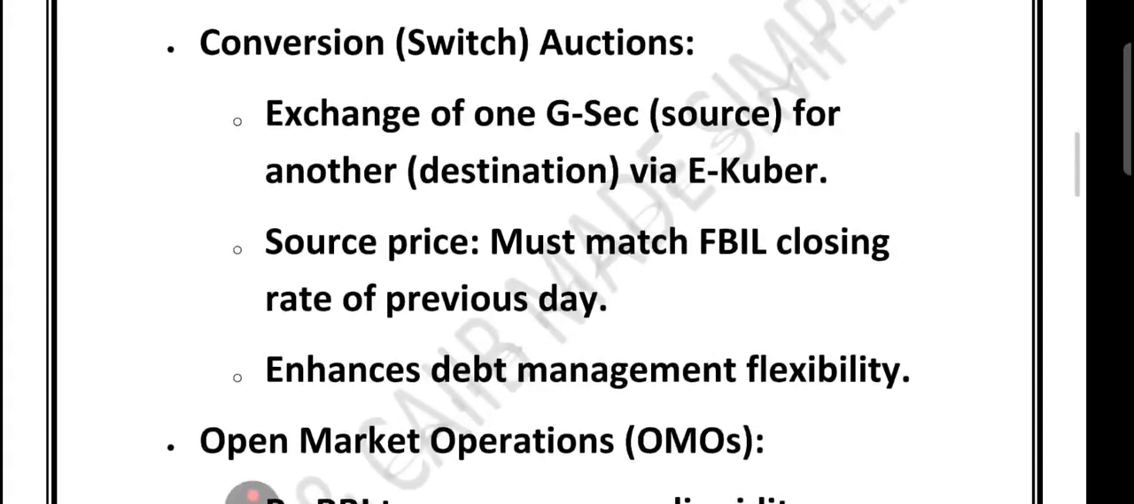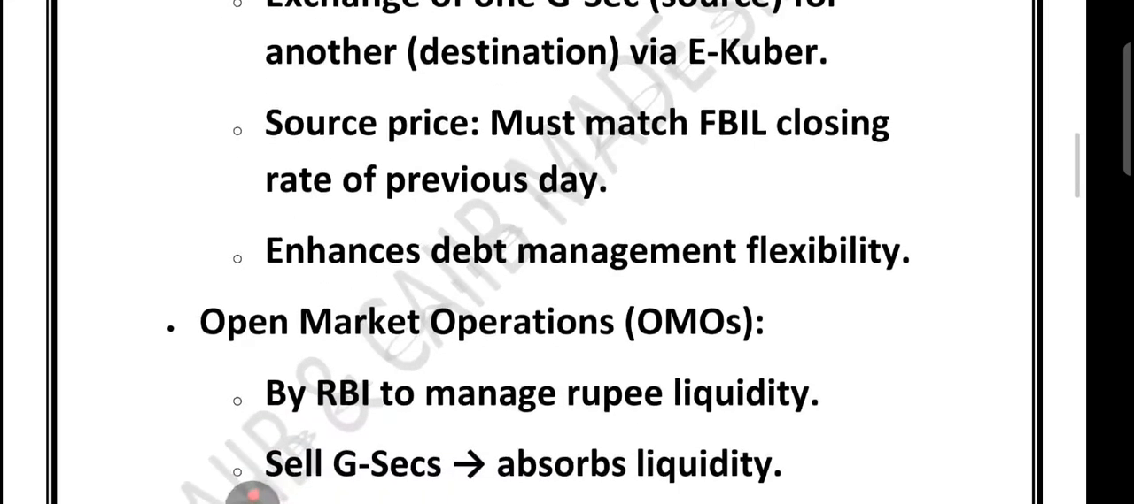So remember the keywords which I have just told you, right? Conversion auction is just like an exchange offer between two government securities. We can swap one government security for another government security through the e-Kuber platform. The price of the source bond and destination bond must match the FBIL closing rate from the previous day. It helps the government manage debt maturity better and provides more flexibility.